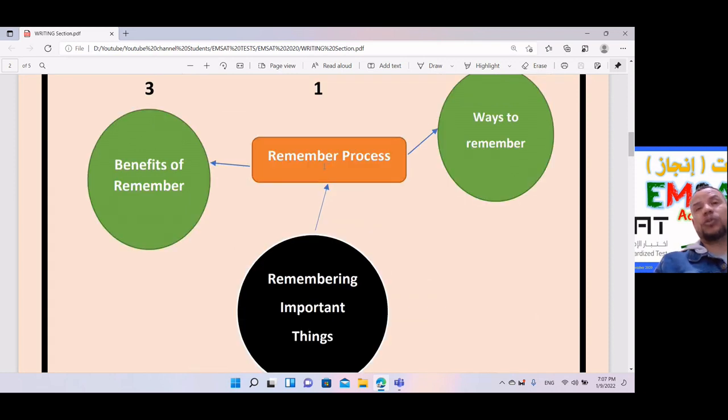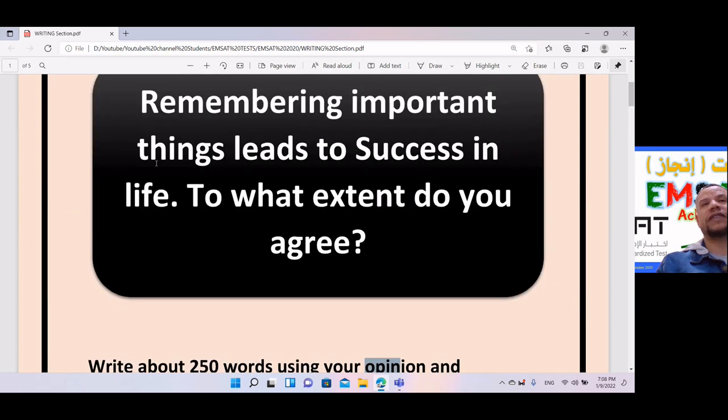And I classify each point into sub-points. For example, about the remembering process, I want to talk about ways to remember, how to remember important things. And also I can talk about the benefits of remembering. Do I have some good advantages when I remember important things? Yes, because the question is asking me about the advantages.